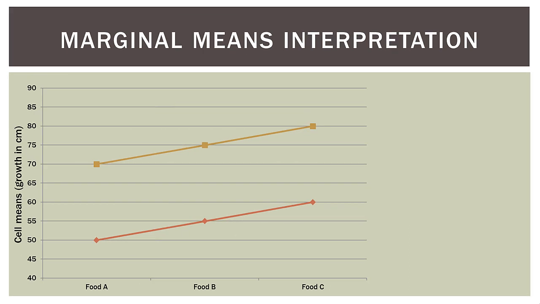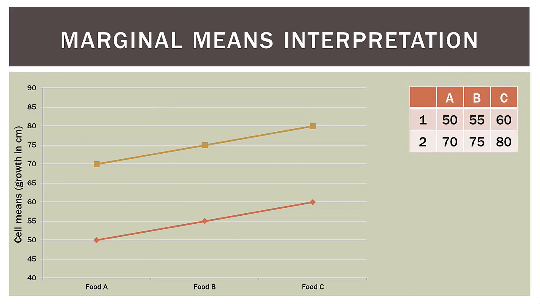So how about this one? So here's our data. So for one feeding we have 50, 55, and 60. That's the line on the bottom. And then for 2 feedings per day we have 70 centimeters, 75, and 80. So are the lines going up and to the right or down and to the left? Well, yeah, they're going up and to the right again.